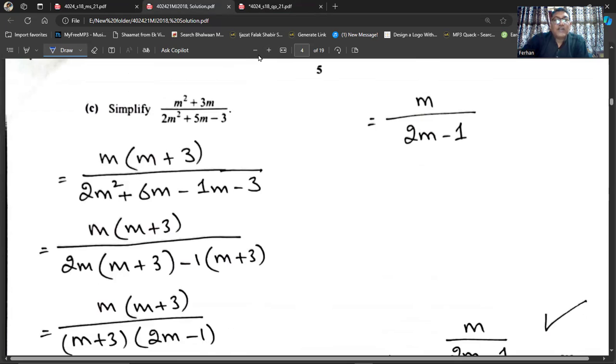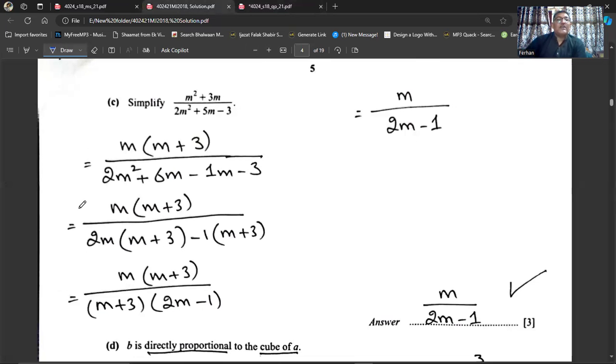So for mid-term breaking, what I am going to do, I am going to multiply the extreme terms. That will give you 6. And by subtraction, I want 5. So I will choose the pair 6 and 1. Because I want plus 5, so plus 6 and minus 1. So upstairs, I will take m common. So in the bracket, I will have m plus 3. Here, I will write 2m squared plus 6m minus 1m minus 3. This is the mid-term breaking I am doing in the denominator.